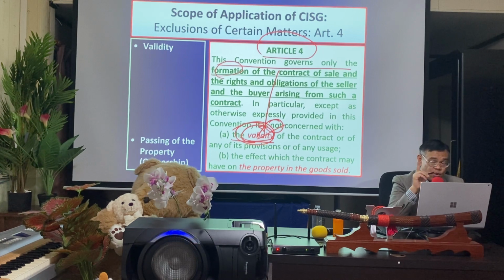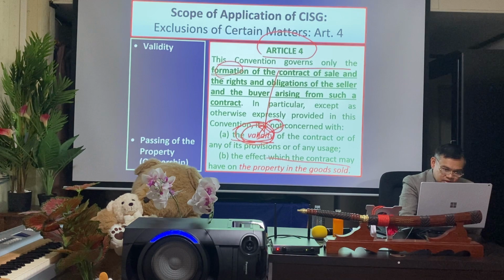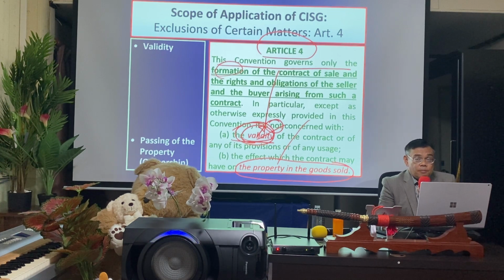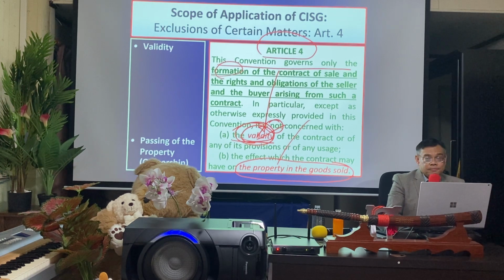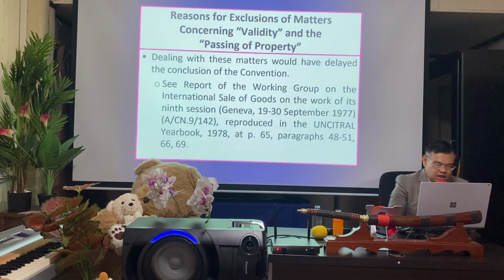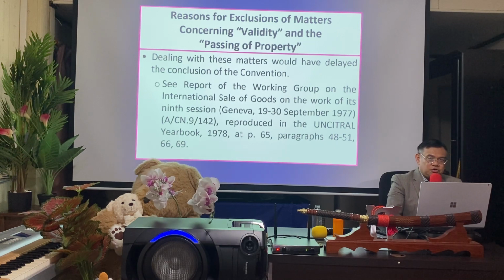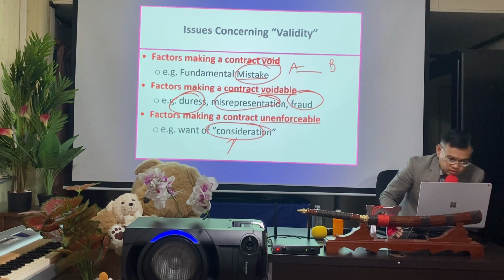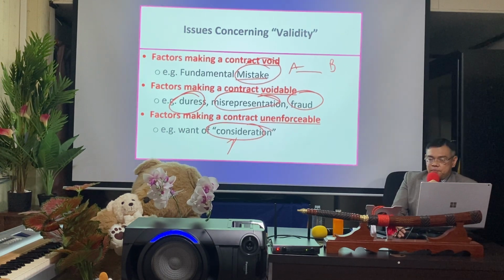Also, one thing which is placed outside the application of the CISG is the property in the goods. Property here means ownership. So if we deal with the question of the passing of ownership, the transfer of ownership, this is not to be dealt with by the CISG. The passing of property or ownership is not something falling within the scope of application of the CISG. The reason for excluding this matter is that it seems to be very complicated. Different countries have different rules with respect to the transfer or passing of property or ownership. So if the CISG would say something about this, it would be hard to reach consensus.